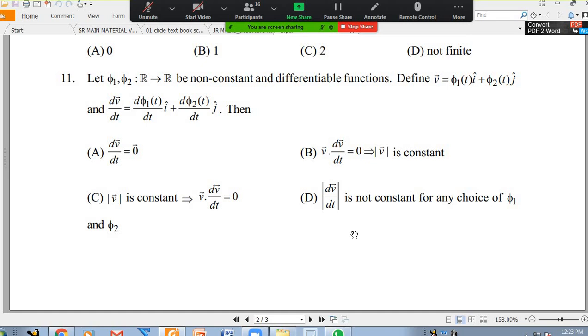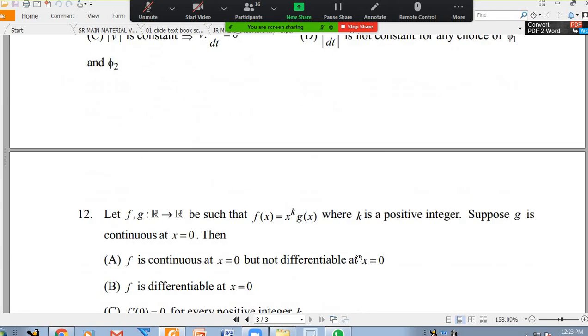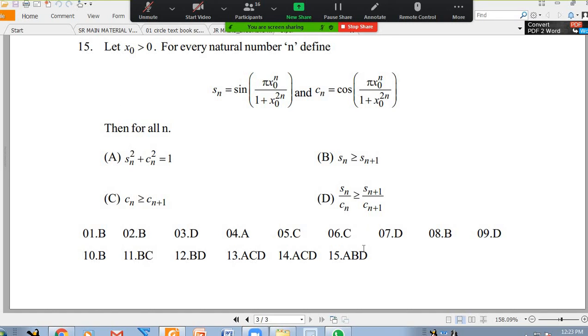So v bar is phi1 of t into i, phi2 of t into j. So dv bar by dt is d of phi1 of t by dt, and d by dt of phi2 of t into j. Not this constant, other way, dv by dt is not constant.